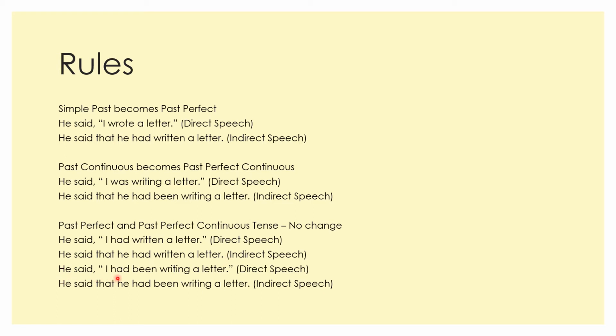He said, I had been writing a letter. Had been writing is the past perfect continuous tense. So in the indirect, it remains the same. Had been writing. Only the change is after the reporting verb, you use that and the pronoun changes to the third person. The first person has become the third person. So he said that he had been writing a letter. This is in the indirect speech.